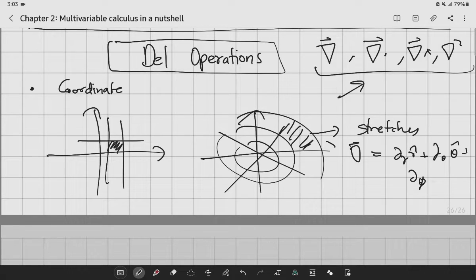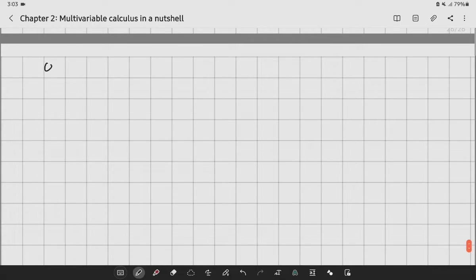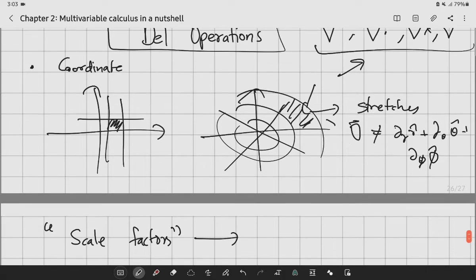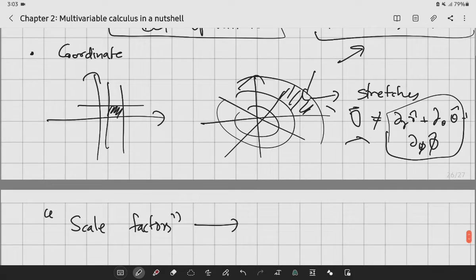Okay, in spherical, this is not the gradient. There are some factors that you have to take care of, and these are what we call scale factors. One important thing is that these scale factors fix the gradient, because this is not the right expression, and we know this because people tried using these definitions in their theories, and the theories failed.